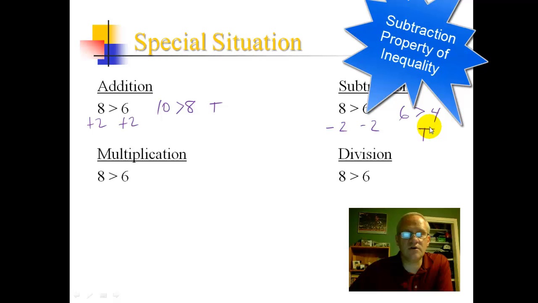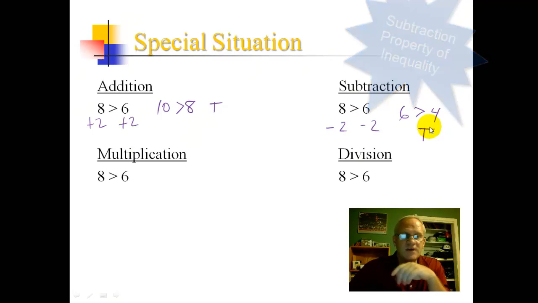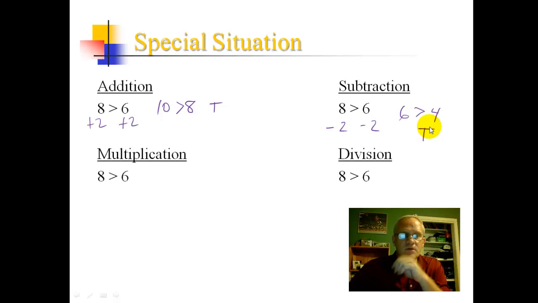All right, good. So we know right now when we do addition, when we add 2 to both sides or any number, we're good. If we subtract a number from both sides of an inequality, we're good. Okay, so far so good.